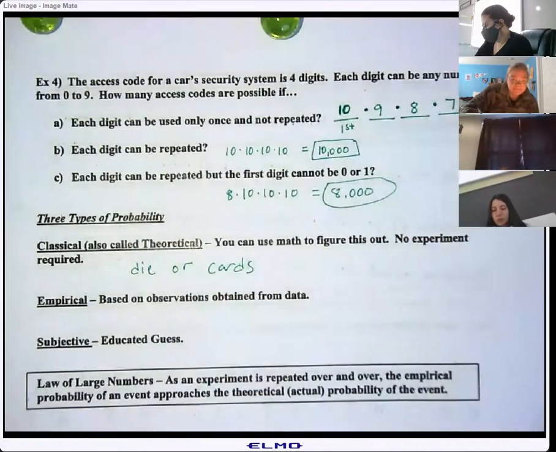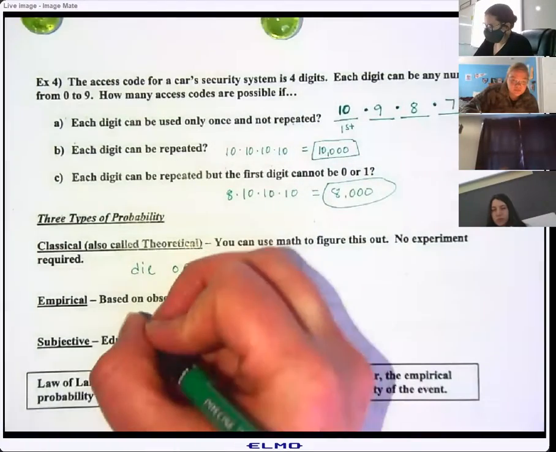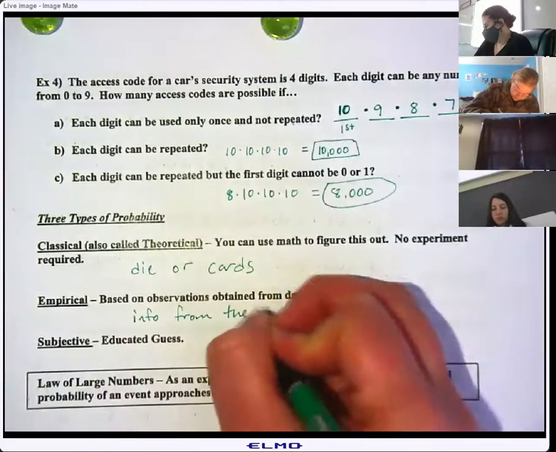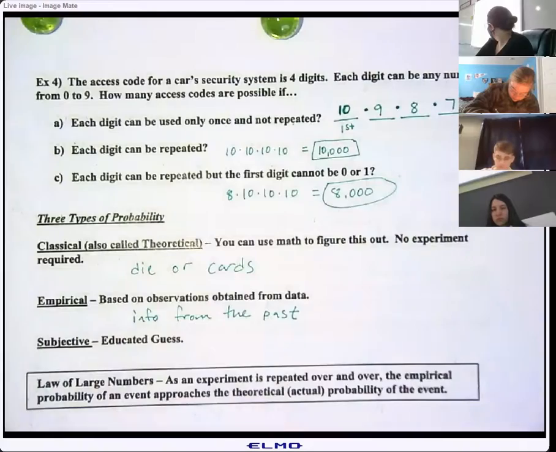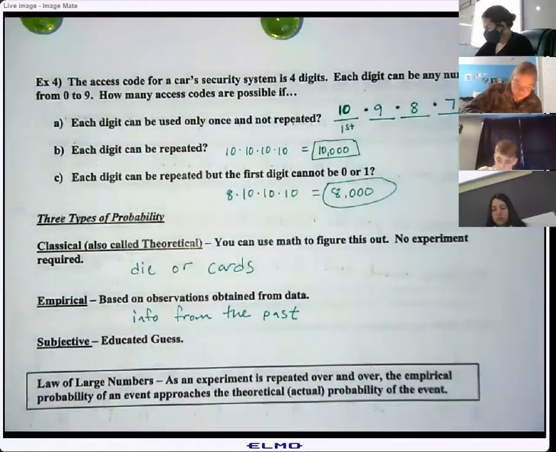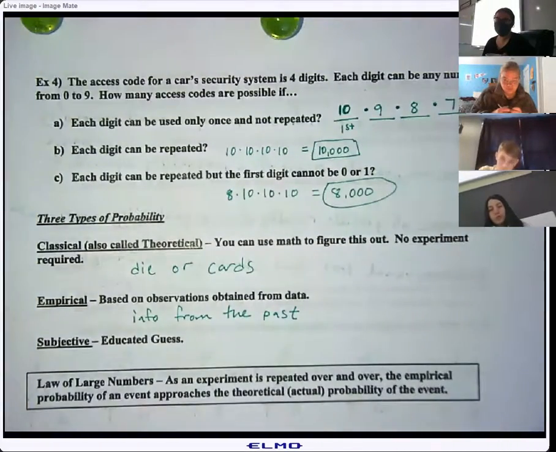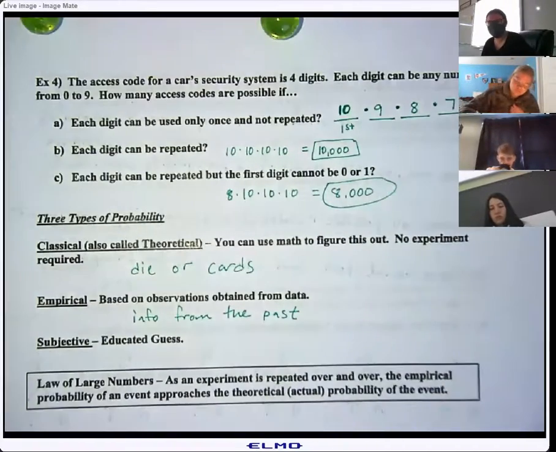Empirical is based on observations obtained from data. So if you have info from the past, like how often people have been struck by lightning, and what are the chances it'll happen to you in the future? You probably should look at that data. If I said, what are the chances you'll be hit by lightning this year? You don't want somebody to go, I don't know, 2/5, like that's just a weird random guess, but you definitely want somebody to say, well, last year was 7 out of a million people or something.